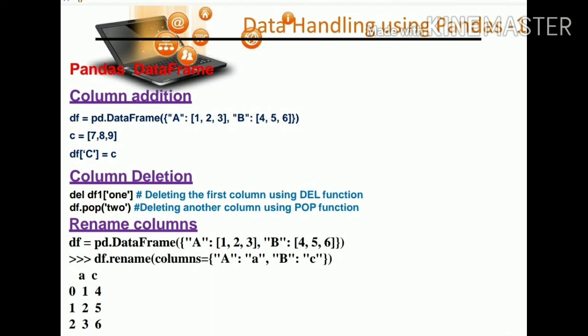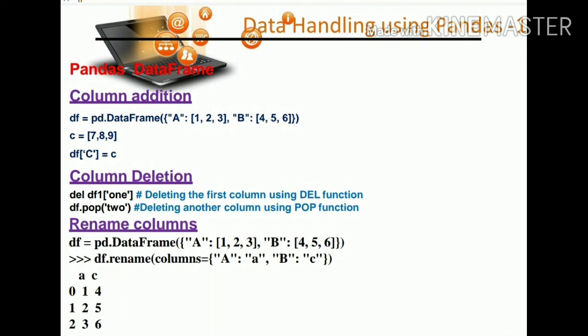In del you have to use square brackets, but in pop you have to use round brackets. Now if you want to rename a column, df equals pd.DataFrame with a: 1, 2, 3 and b: 4, 5, 6. If you want to rename from capital A to small a and from capital B to small c, we will use the rename command. df is the object for the data frame, so the df.rename function is used to rename the column. In brackets you have to write columns equals, and in curly brackets A is the old name and small a is the new name, comma, B is the old name and c is the new name, and then you have to close the curly bracket, and then close the bracket which you started after the rename function.